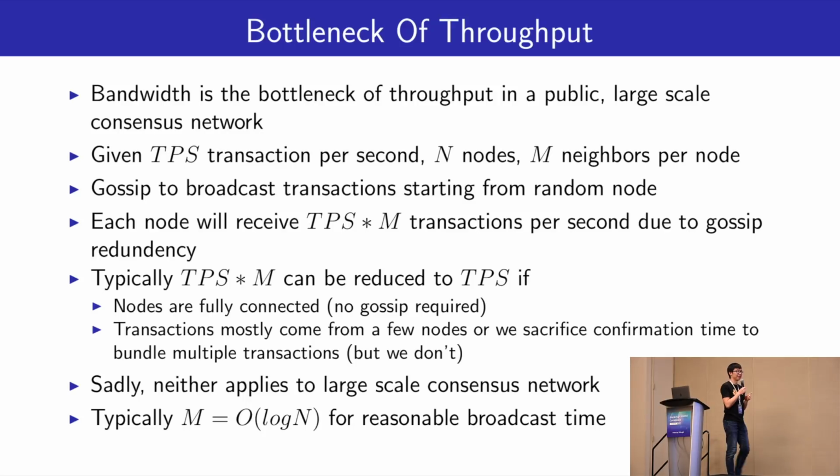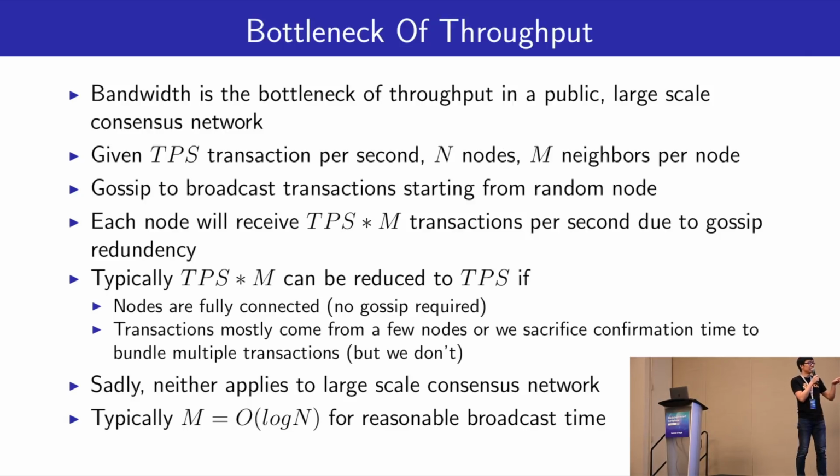There is a very interesting fact that many people are either not aware of or do not talk about. The bottleneck of the throughput in a public large-scale consensus network is actually not CPU or other resources. It is bandwidth. To see why it is true, let's consider a certain amount of TPS, and we have n nodes, and each node has m neighbors out of those n nodes. We use a gossip protocol to broadcast transactions, and each transaction starts from a randomly selected node.